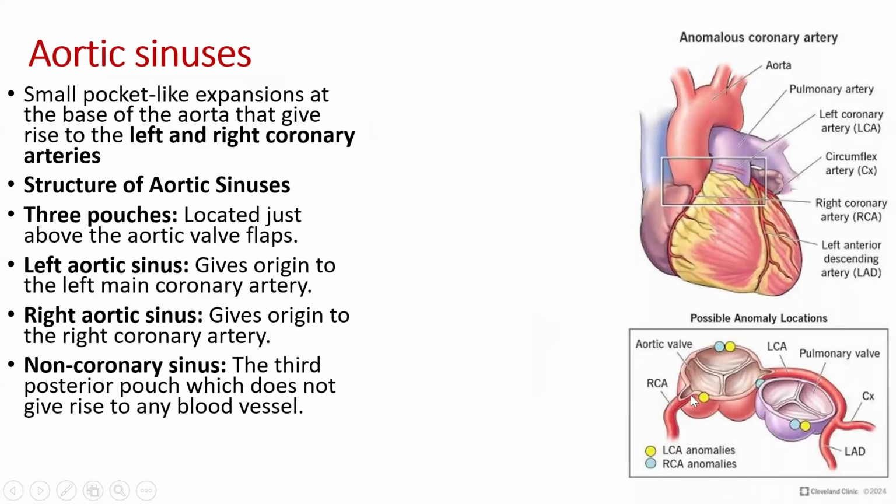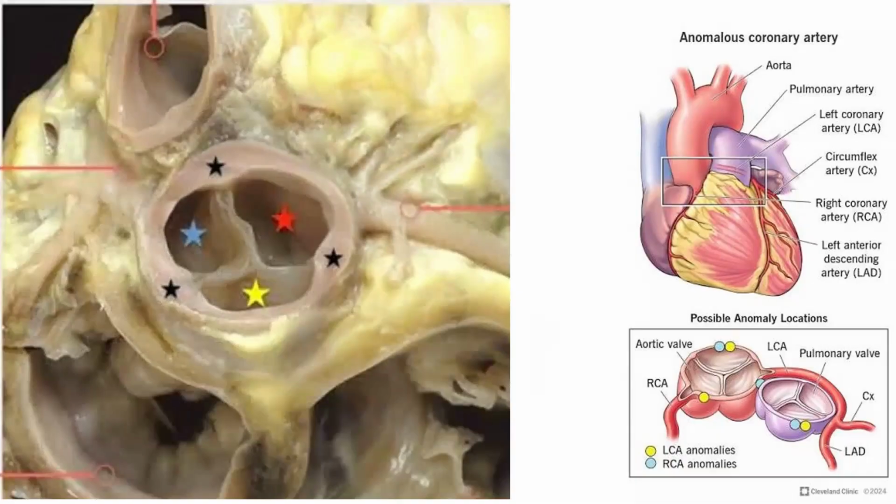So these are three in number, that is right, left, and posterior. Right coronary artery arises from the right aortic sinus, left arises from the left aortic sinus, and there is nothing which arises from the posterior aortic sinus. Here you can see in a specimen, this is the aortic opening, and here is the right coronary artery arising from the right aortic sinus, and this one is the left coronary artery.